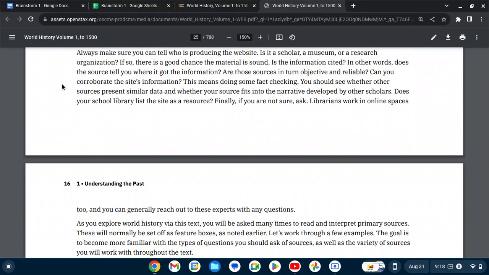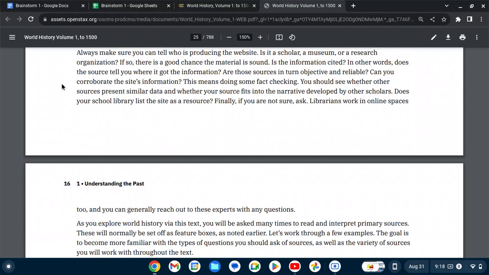Is it a scholar, a museum, or a research organization? If so, there is a good chance the material is sound. Is the information cited? In other words, does the source tell you where it got the information? Are those sources in turn objective and reliable? Can you corroborate the site's information? This means doing some fact checking.